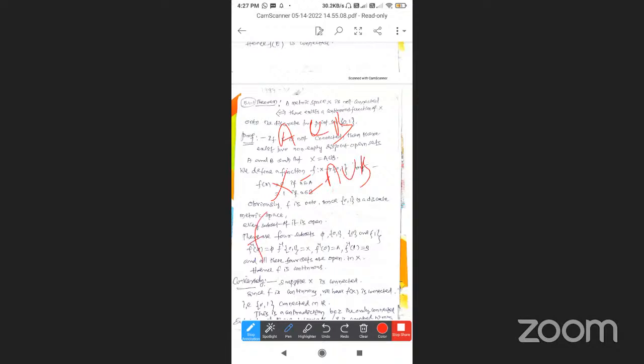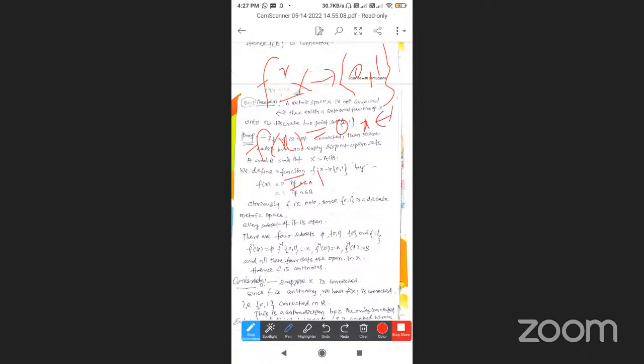What is the function defined? F is a mapping from capital X to {0, 1} defined by f of x is equal to 0 if x belongs to A, and equal to 1 if x belongs to B. So obviously F is onto. {0, 1} is a discrete metric space.